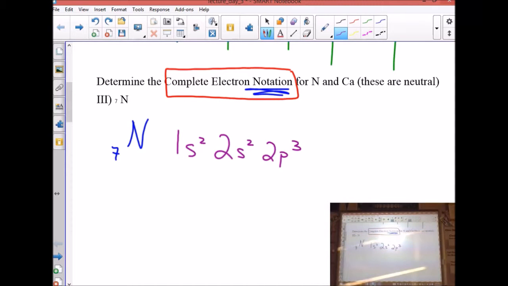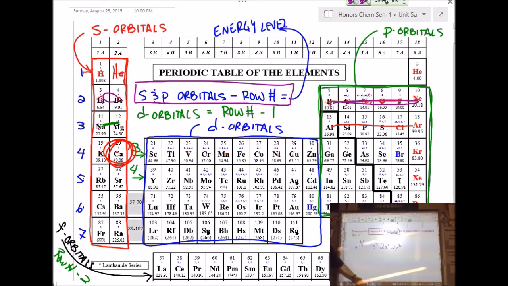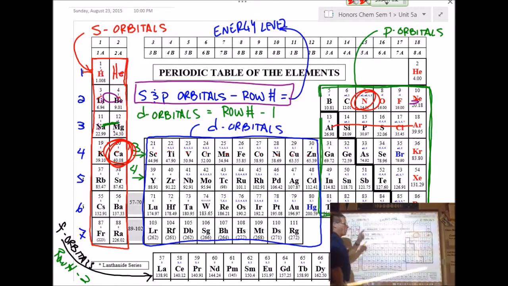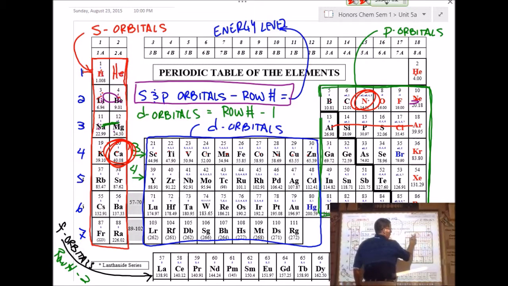Don't you do the configuration first and then you write it in notation? You may, but if I just ask you for the notation, go right for the jugular. In other words, knowing that nitrogen is right here, you're going to be able to go, okay, it's right there. 1s2, 2s2, 2p3. Done. Okay.